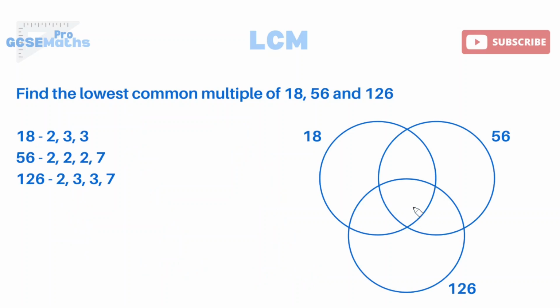Now, filling out the Venn diagram, obviously now we have a 3-part Venn diagram. I'm going to fill out the middle bit first. So what do all 3 of them have in common? Well, they all 3 have a 2, don't they? So that goes in the middle. They don't all have another number that's in common.